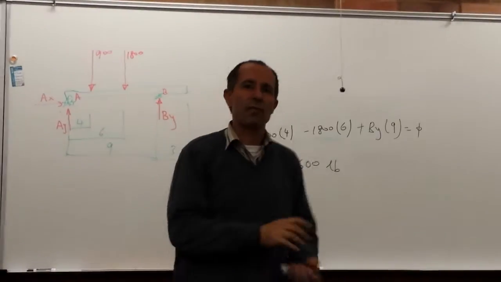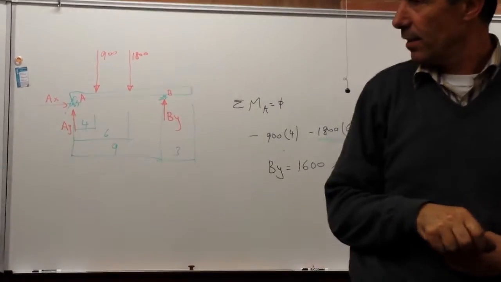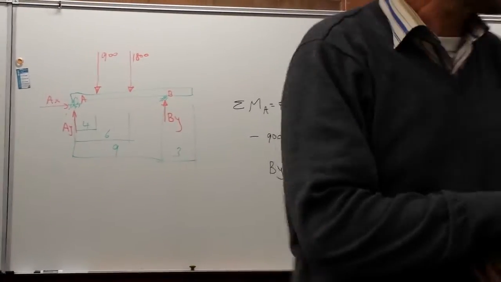Don't trust my way of it. I got 1,600. Correct? Yeah. It's also going to be 1,600. Okay.